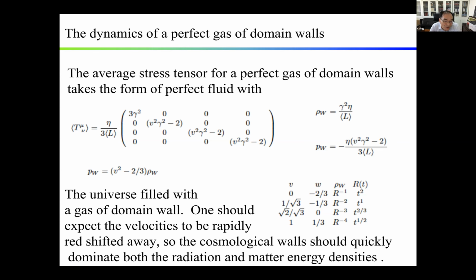So if the universe is filled with a gas of domain walls, one could expect that the velocity will rapidly shift away, so from the speed of light it goes to 0. In that case, the domain walls should quickly dominate over both the radiation and the matter energy density. This is a disaster for the universe.